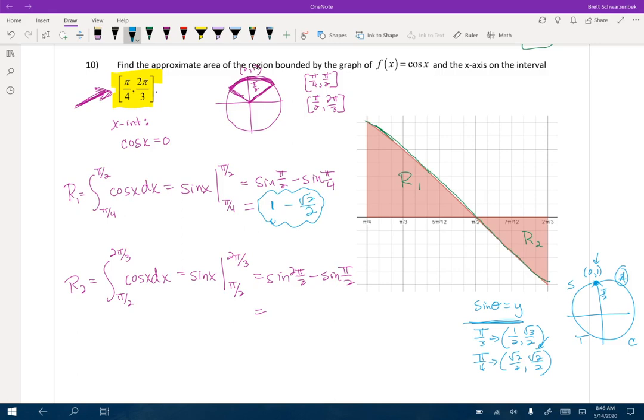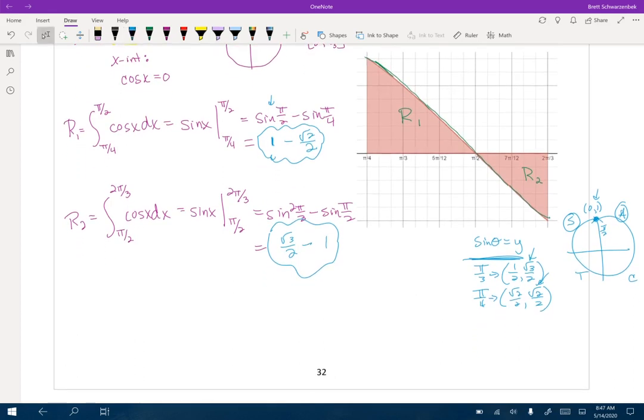What about the sine of 2 pi over 3? Well, 2 pi over 3 is located in quadrant 2, which happens to be where sine is positive. So we're able to just take the y-coordinate, which is going to be root 3 over 2. We already know sine pi over 2 is 1, so we can continue to do that. Okay, so these are your two regions.